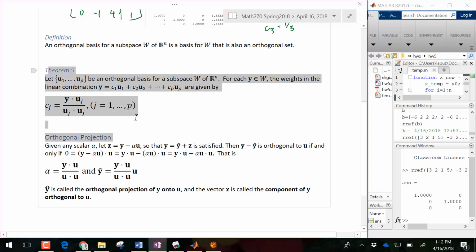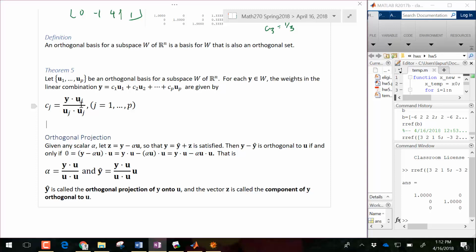So I think this is where we left off. Can you cancel one of the uj? No, because this is a dot product. But 1 over u doesn't make sense.